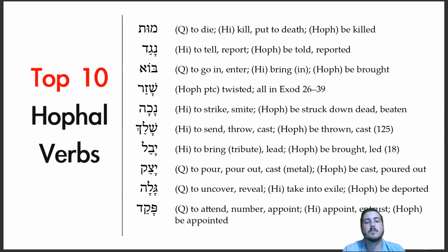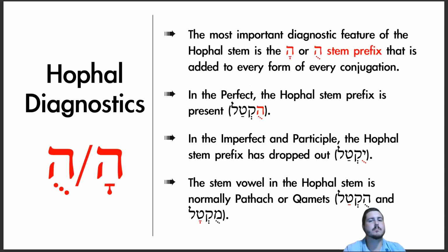Shalak, send, throw, to cast. Jonah says in Jonah chapter 2, I was cast from your side. Yet again, I will look into your holy temple. Hofal is to be thrown, to be cast, right? Hifil, Yabal, bring a tribute. Hofal is to be brought. It only occurs 18 times in the Bible. Yatzaq, pour out, to cast metal. Hofal is to be cast, okay? So I think y'all are getting the idea there. Kind of like the Nifal to Qal.